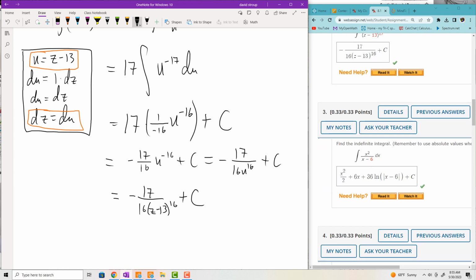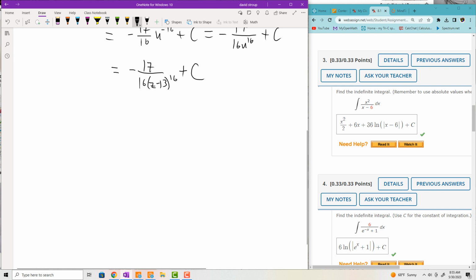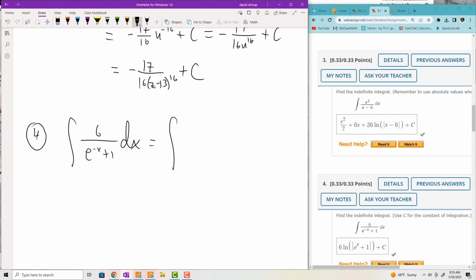Okay, so let's move on here to number 4. So the integral of 6 all over e to the negative x plus 1 dx. And there's a couple ways you could approach this one. You can kind of add phantom terms. I probably do that in my notes in class, but another way to do it is just to multiply top and bottom by the same thing. Okay, so in this case, if I multiply top and bottom by e to the positive x, it's going to work out for me.